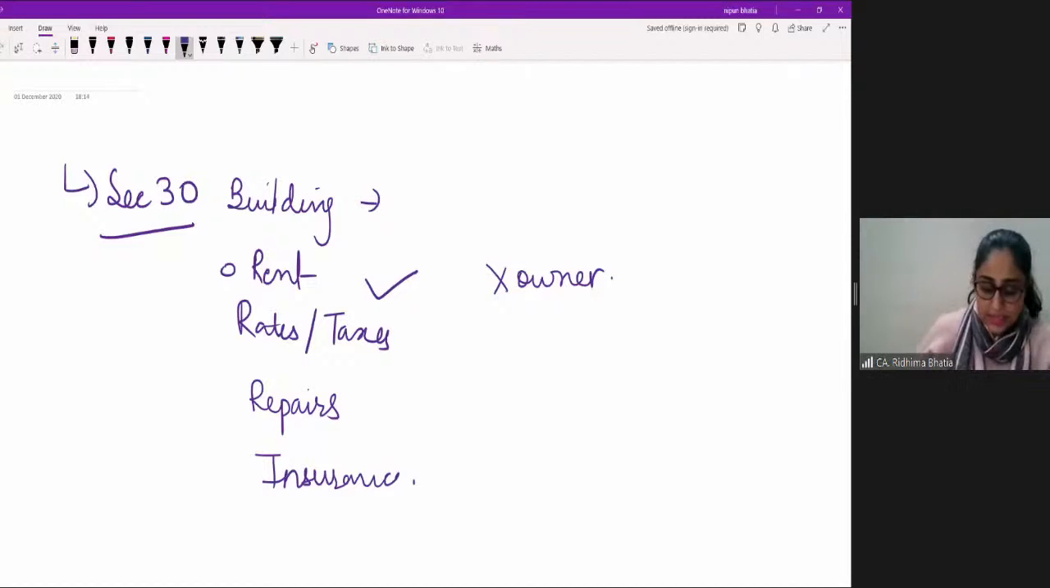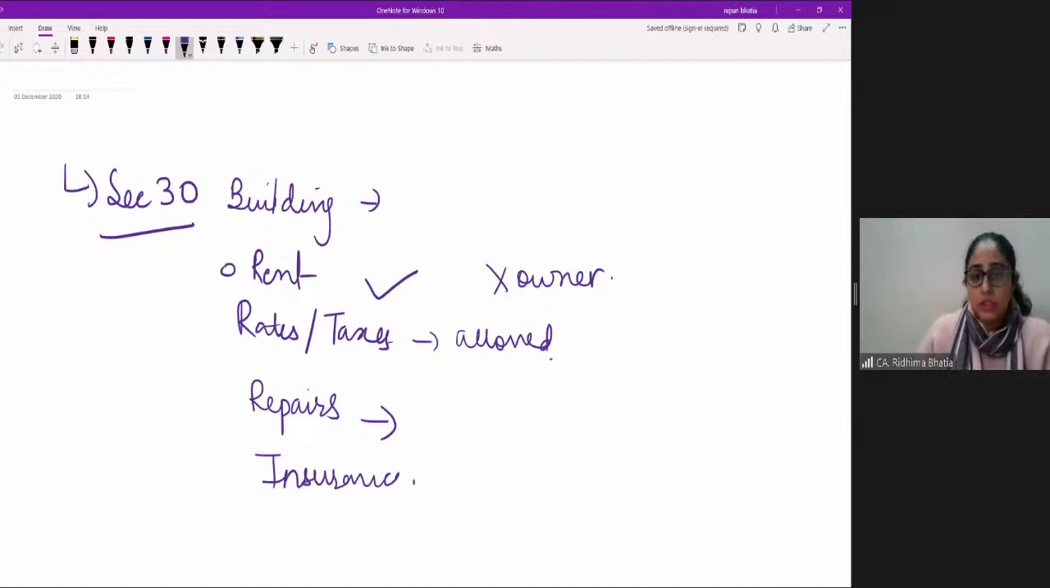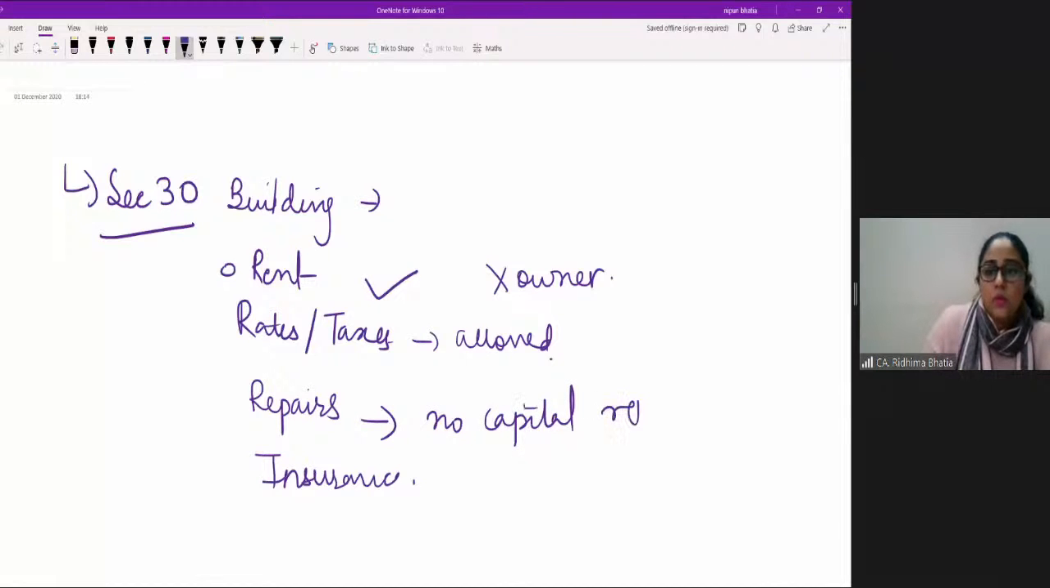Now coming to rates and taxes. What do you mean by rates and taxes? Municipal taxes, all these rates, or in a foreign country if you're doing a business, cess there, or any taxes there, that are also allowed both to the tenant and the owner. Repairs which are in the nature of revenue are allowed, as in no capital repairs. No capital repairs, but otherwise repairs are definitely allowed as a deduction in relation to building.